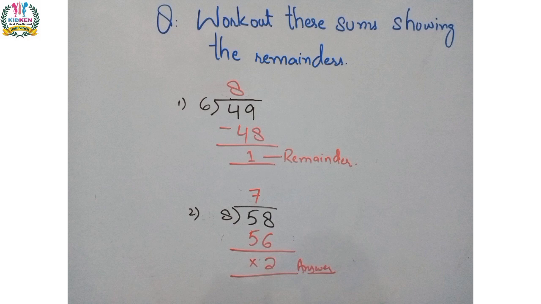The second part is 58 divided by 8. So 8 times 7 is 56. So we can again subtract 56 from 58 and our remainder is 2. So this is the method of finding the remainder.